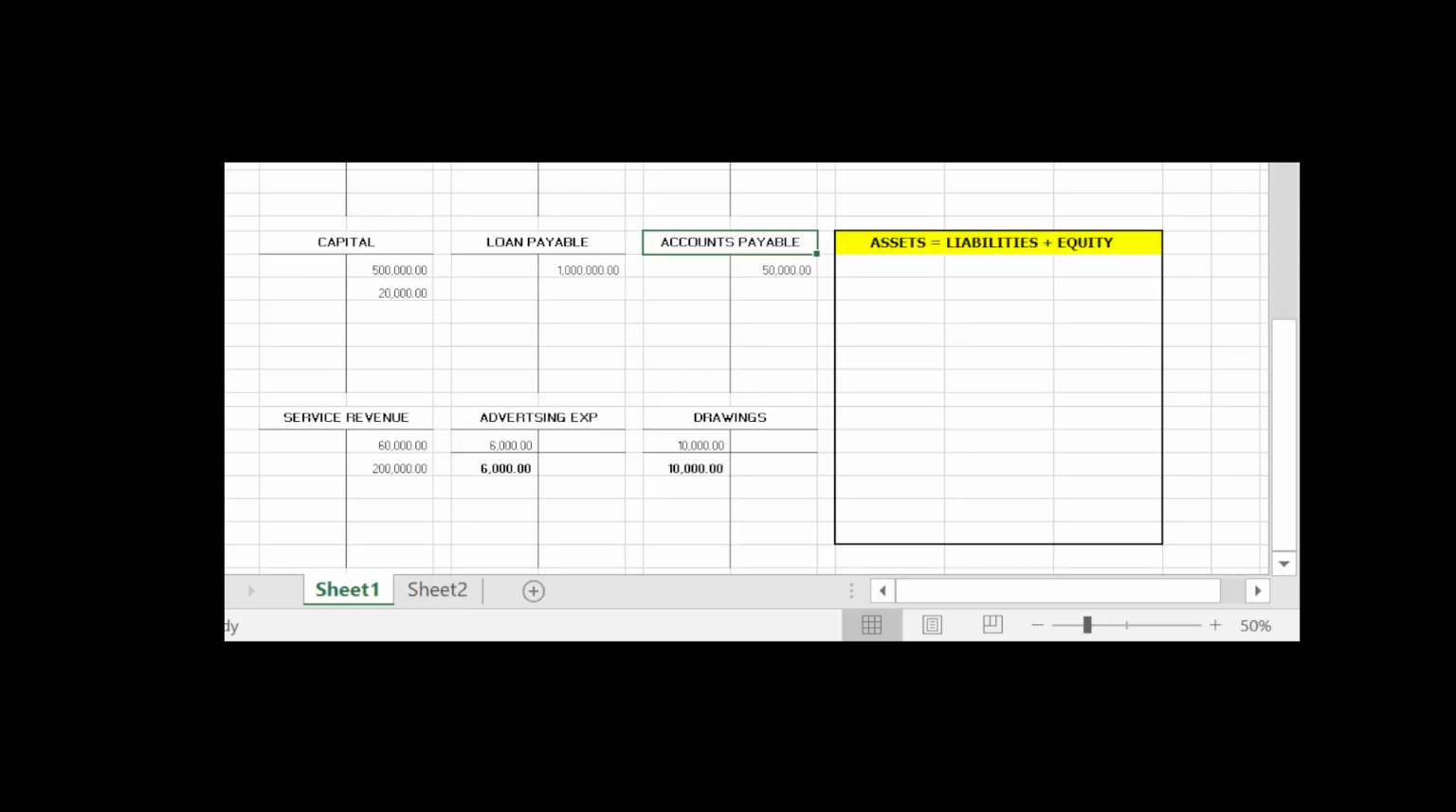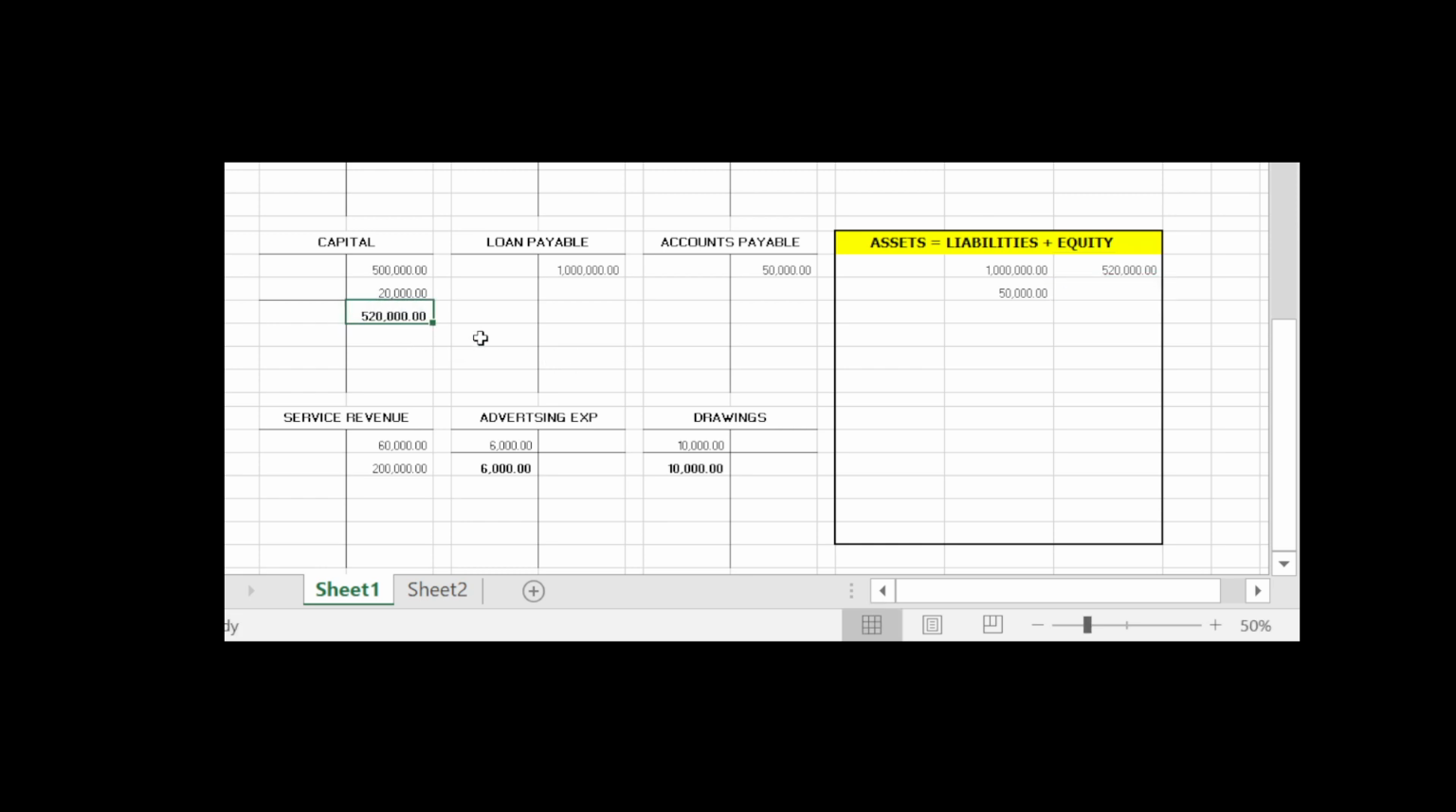Okay, let's continue. Ito na, gumawa ako ng ating basic accounting equation na assets is equal to liability plus equity. So, ilalagay natin lahat yung ating liabilities. We have 1 million from loans payable and then we have 50,000 for accounts payable. For equity naman, meron tayong capital of, hindi natin na-total, total muna natin. So, total nito is we have 520,000. So, yan yung ating equity.